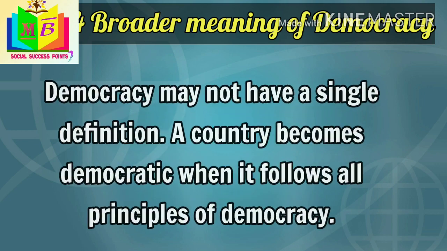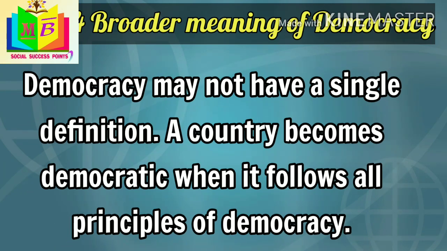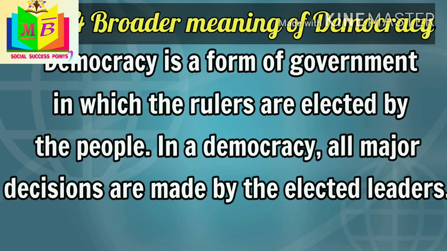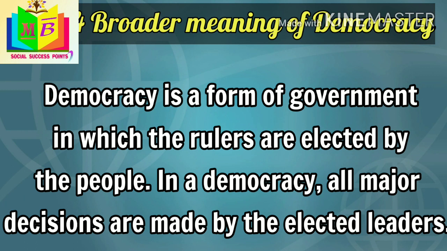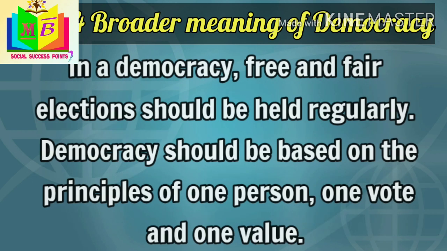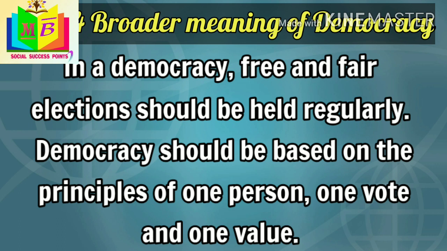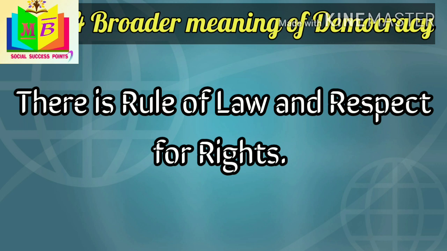So my dear students, democracy may not have a single definition. A country becomes democratic when it follows all principles of democracy. So these are: democracy is a form of government in which the rulers are elected by the people. In a democracy, all major decisions are made by the elected leaders. In a democracy, free and fair elections should be held regularly. Democracy should be based on the principle of one person, one vote, and one value. This is rule of law and respect for rights.